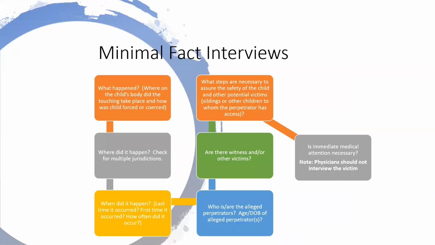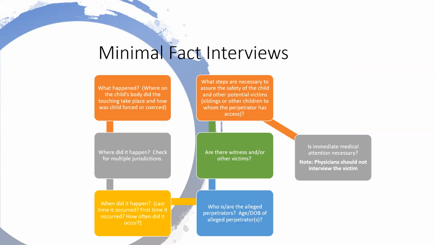Here I have a flowchart of the minimal facts interview. So we may start with what happened. The child may be able to tell you where on their body any touching may have taken place and how the child was forced or coerced into a specific action that made them feel uncomfortable or unsafe.